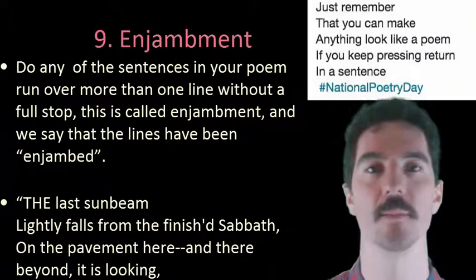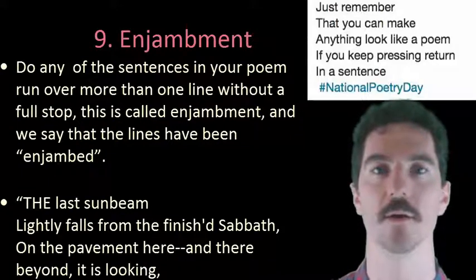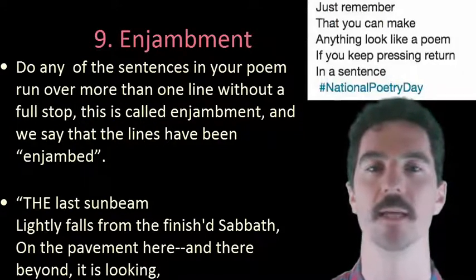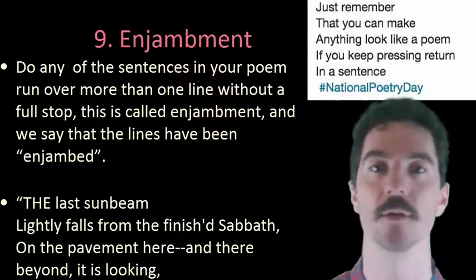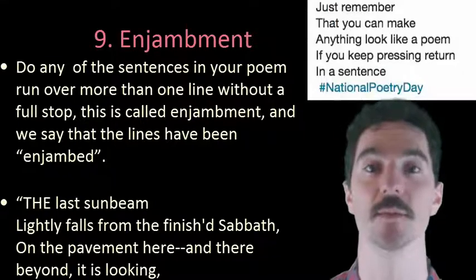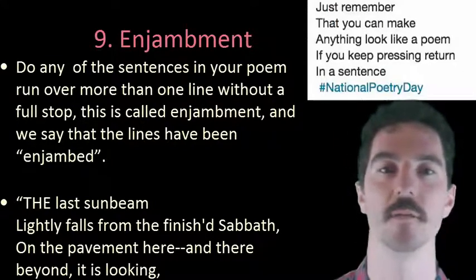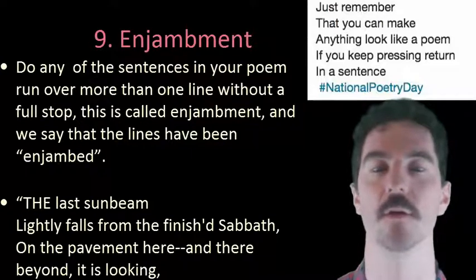Number 9 is enjambment, and this is very easy to spot. The expectation is that a line of poetry has a full stop or a comma at the end. If it doesn't and it runs on, then we call that enjambment. And the verb of enjambment is enjammed. So you might say lines 1 through 5 are all enjammed with one another to give a sense of pace and frequency occurring within the poem.